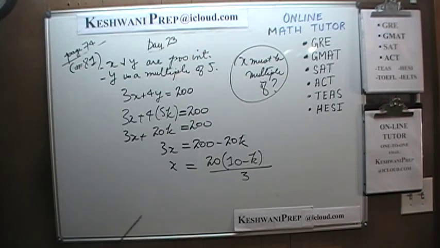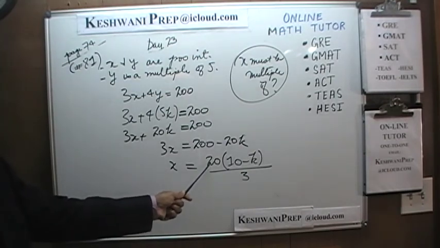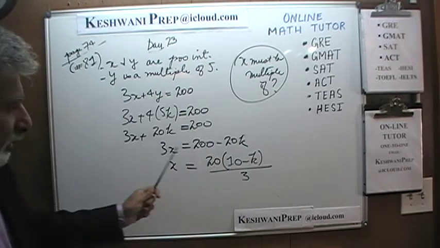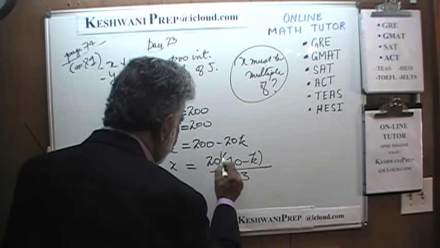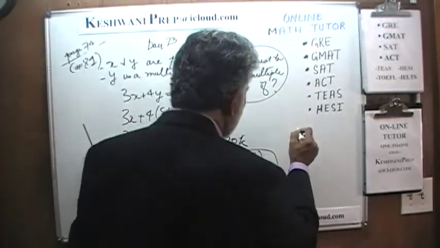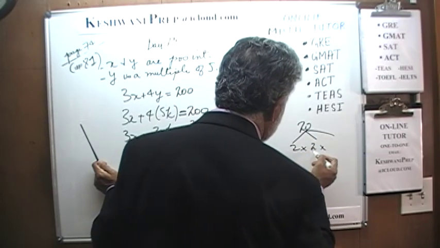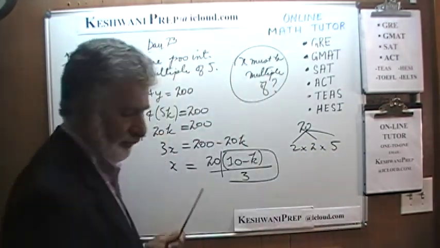What do we find here? x must be a multiple of 20, because it's 20 times some quantity. x is equal to 20 times this quantity, which means x must be a multiple of 20. And what do you suppose 20 is made up of? 20 is made up of 2 times 2 times 5.